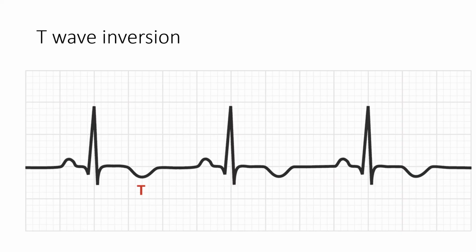Other signs of ischemia would be T-wave inversion, and as we talked about when talking about hypertrophy, ischemic T-wave inversion appears more to be simply a T-wave flipped upside down, as opposed to the more deep pattern you can see with hypertrophy.